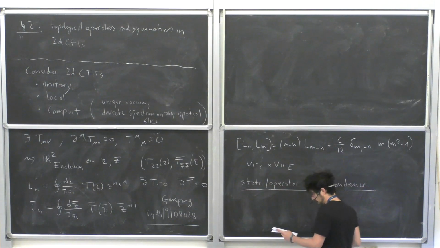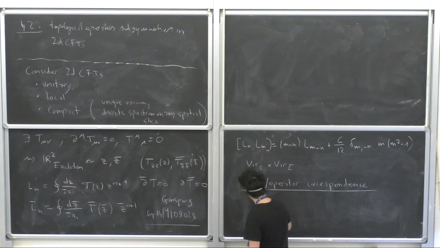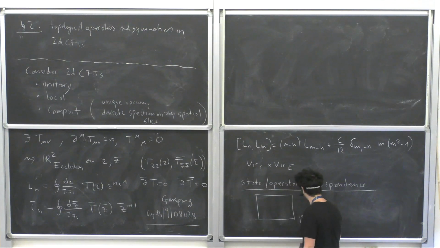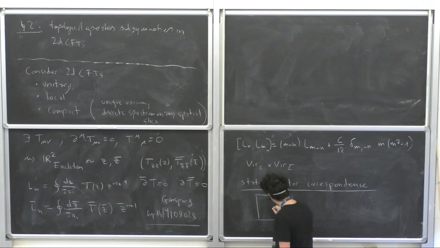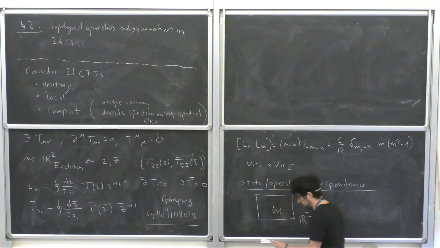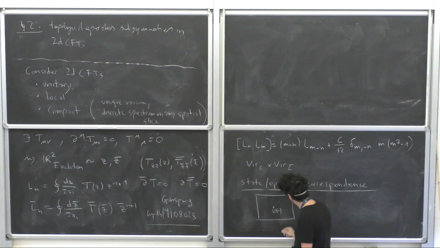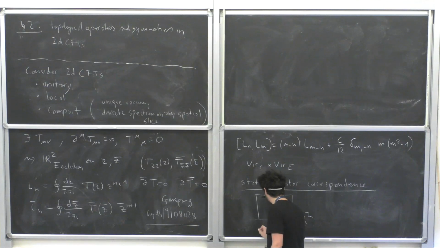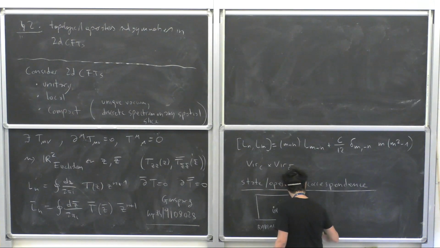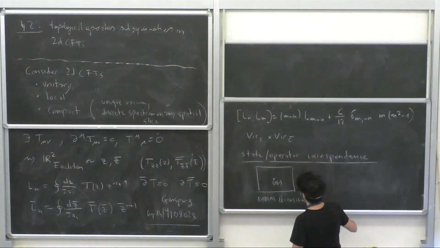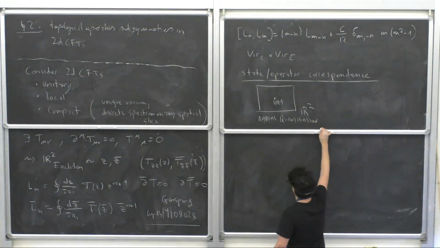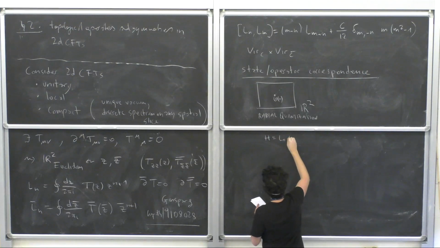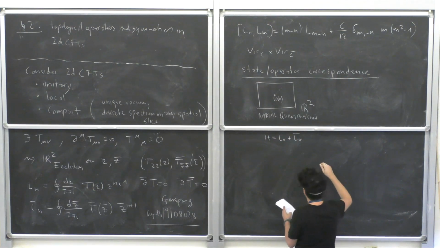State operator correspondence is the statement that you can consider these theories on R2, and you can insert a local operator at the origin, and you can consider evolving the system according to dilatation. This gives rise to a process of quantizing the theories that is called radial quantization, where you consider as the Hamiltonian the dilatation generator, L0 plus L0 bar.